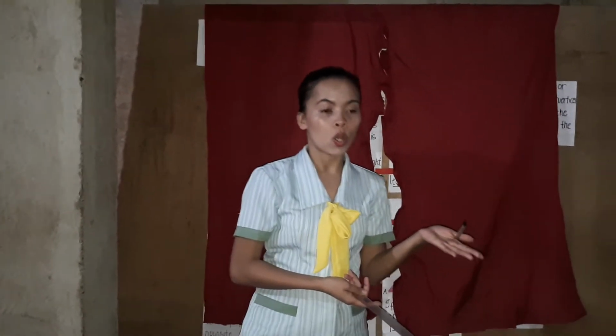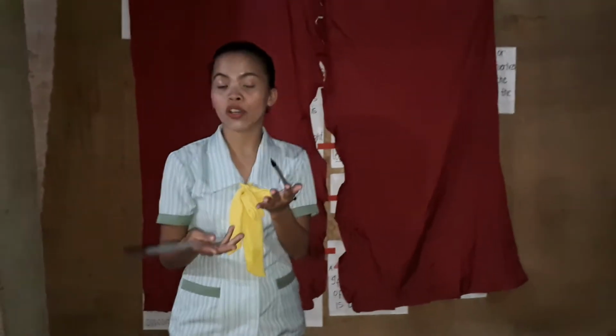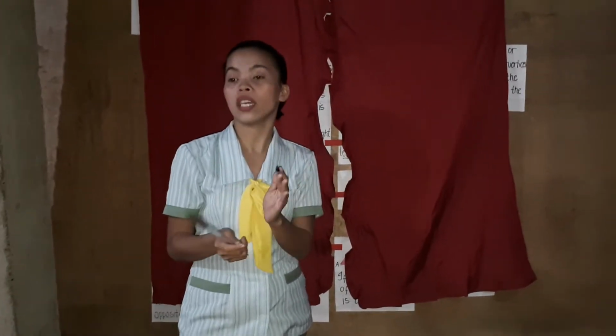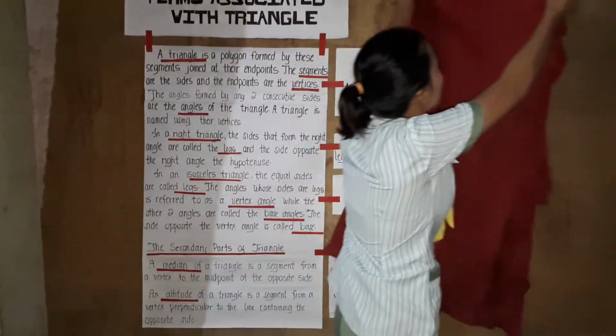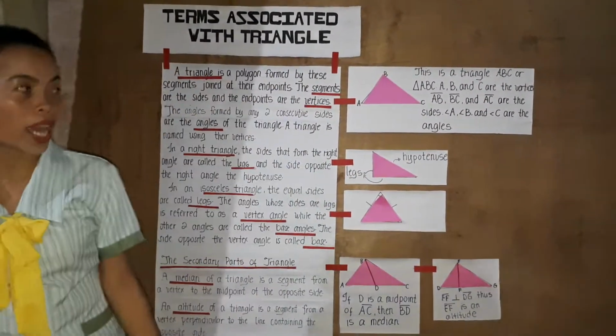So what have you observed? What figure did we come up with? So the figure we come up with is very good. We have a triangle. Have you heard the song, three corners, three sides? It's got three corners, and that is a triangle. We have three sides and three corners. So for today, we're going to tackle the terms associated with triangle.